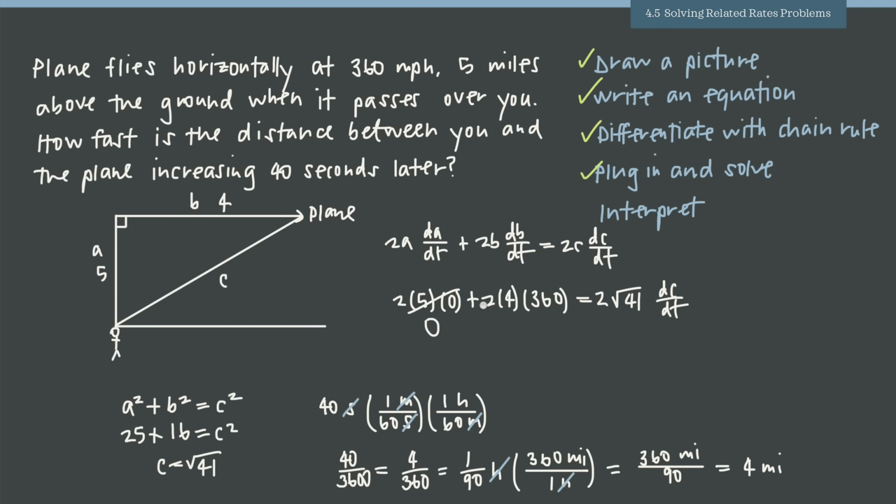When we divide both sides by 2, we'll get the 2's to cancel here, and we'll be left with 4 times 360 is 1440. So 1440, and then divided by root 41 is equal to dc over dt. If we calculate 1440 divided by root 41 as a decimal, we see that it's approximately equal to 224.9, or about 225. So that tells us that the distance between us and the plane is increasing at a rate of about 225 miles per hour, exactly 40 seconds after the plane passes us overhead.